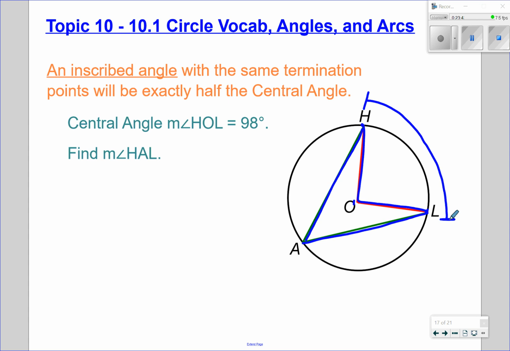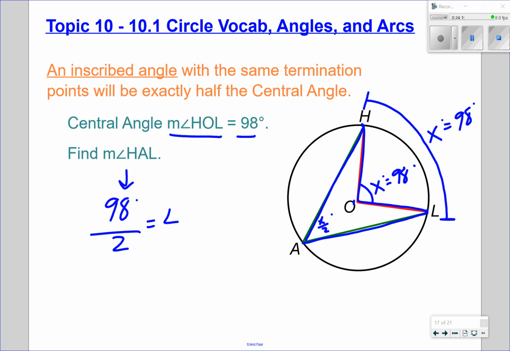Intercepted arc. So this intercepted arc is going to have some measure. We know that the central angle will have the same measure. And we know that an inscribed angle measure is just half of the intercepted arc. So it's going to be half of the central angle also. So they're saying here, if central angle HOL actually equals 98 degrees, that means that this is 98 degrees, and that would mean that angle HAL would be 98 degrees divided by 2, which gives you 49 degrees.